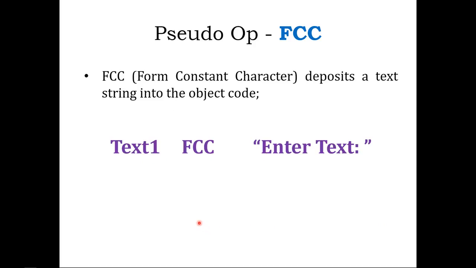Another one is FCC. I'm sure that you probably have seen this as well, right? In lab 1 for sure, and in even many other labs. This is called form constant character. This deposits a text string into the object code. For example, let's say this is a string, Enter text. Now you use this as a pointer. Anytime you write text1, your assembler knows that you are referring to this string.